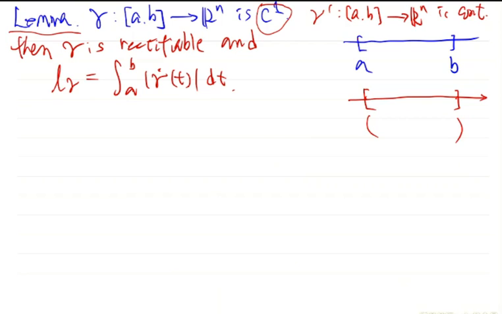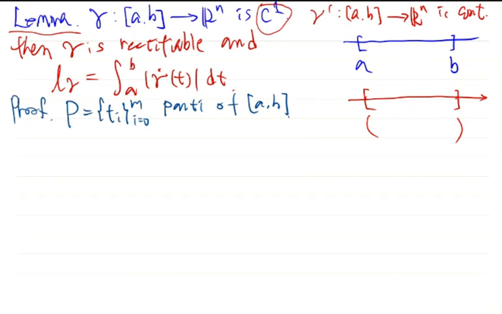So for a smooth curve, the length is easy to compute using an integral. This is obviously very important. Now we prove this result. Suppose P = {t_i}, i from 0 to m, is a partition of [a, b]. How many points? We don't care at this moment. We will make it clear later.